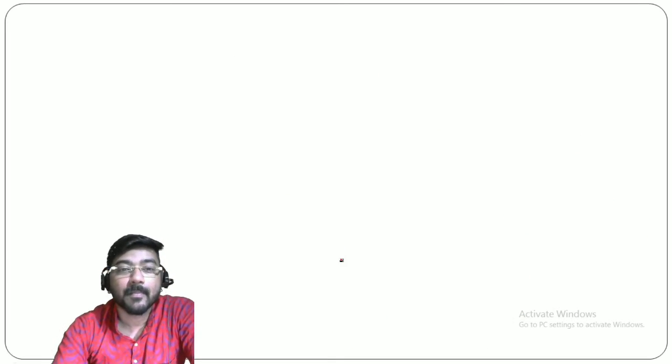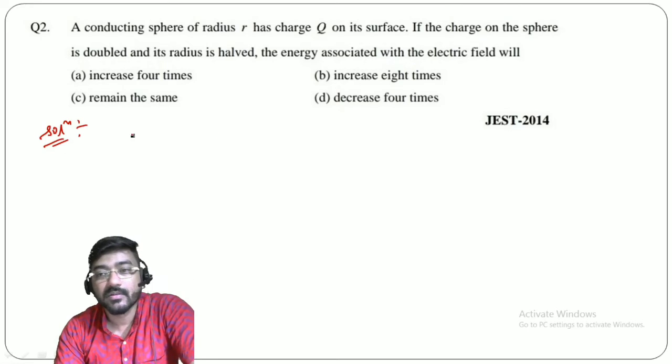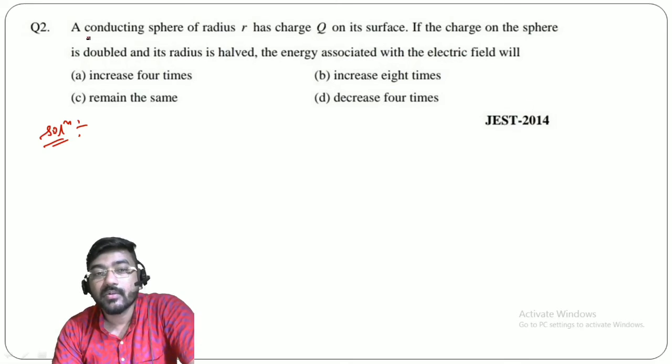Now let's move to the next question. You can see the benefit of remembering this result, because here the question is given directly: a conducting sphere of radius r has charge q on its surface. If the charge on the sphere is doubled and its radius is halved, the energy associated with the electric field will be what? Here they have given a conducting sphere.